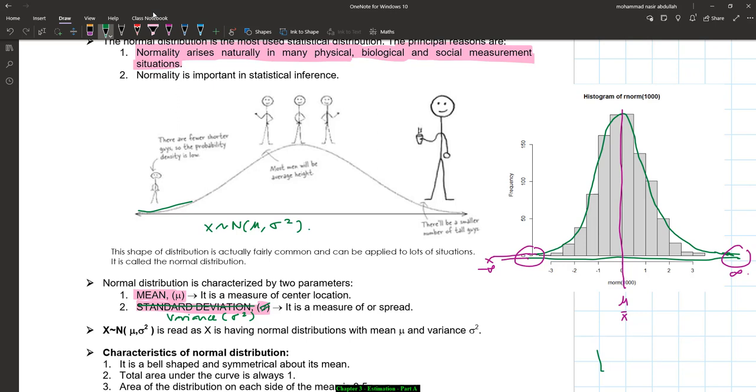So the mean is a measure of central location and the variance is a measure of spread, the spread of the distribution. So this is quite a good distribution. Let's say it has a spread like this, so it can be like this, it can have two peaks.